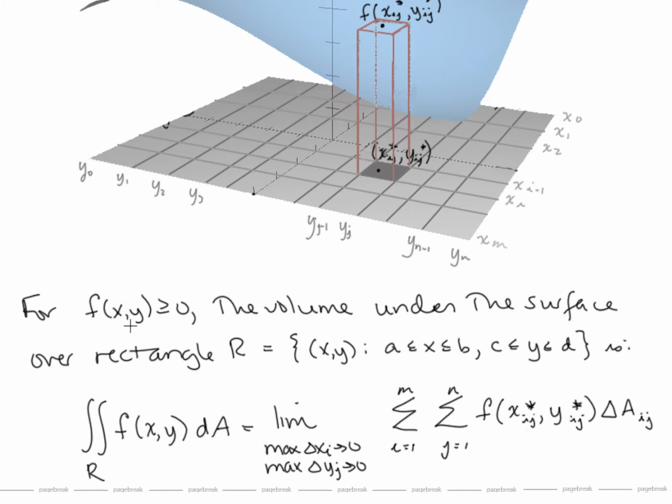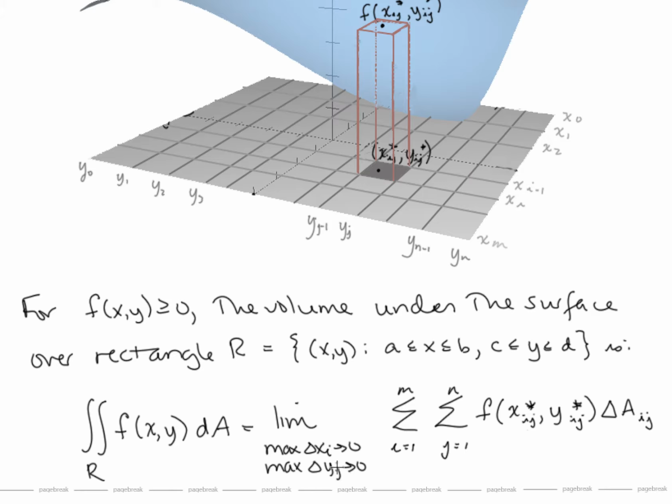So for a function with positive z values, the volume under the surface over the rectangle R, defined by a ≤ x ≤ b and c ≤ y ≤ d, is the double integral over R of f(x,y) dA, this is a measure of area, is equal to the limit as the max of the delta xi's and delta yj's go to 0.